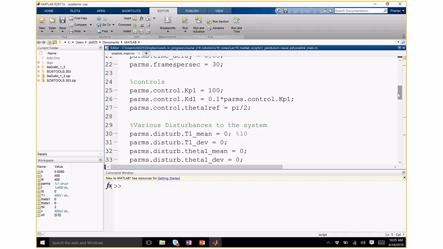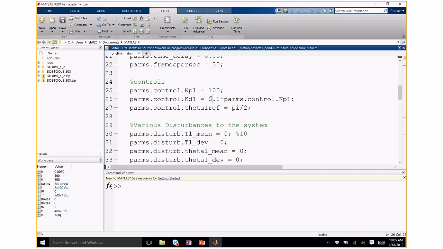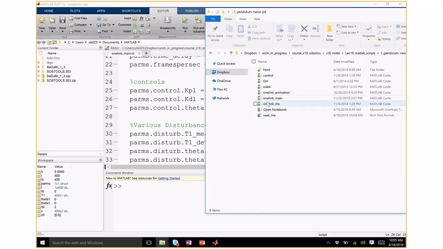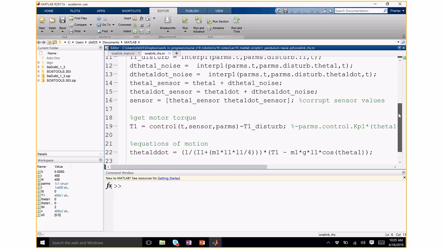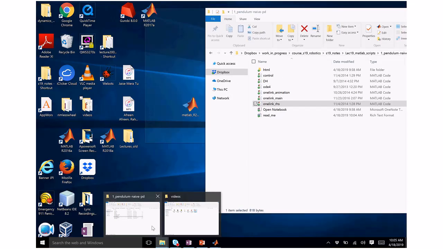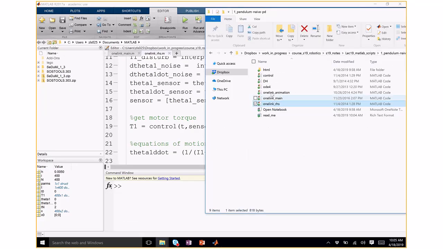Specifically, there are 3 things which need to be set. The proportional gain is 100, the derivative gain is 0.1 times the proportional gain, so it's 10, and the reference is pi by 2. 0 is this, pi by 2 is upwards. The code which does the control goes in the right hand side, which has a place for the torque. I put it in a file called control, so that I can separate the right hand side from the controls. So let me open that file.